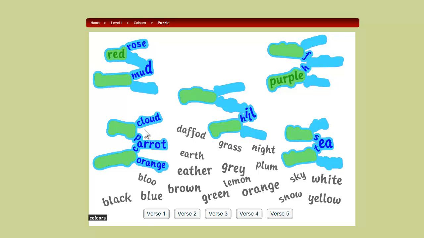We have cloud and parrot, and these were grey. And we have carrot and orange, which were orange. If I put it in the wrong position, the word stays black, but in the right position, it turns green because adjectives are green. We can listen to the 5 verses. If I keep my cursor over the verse button, we can also read the text.